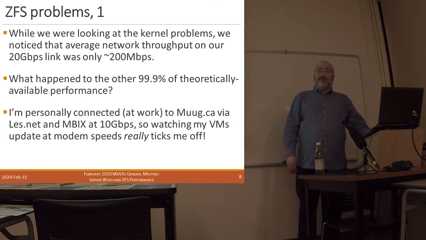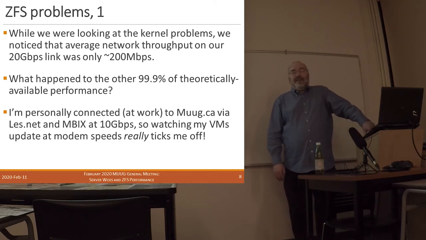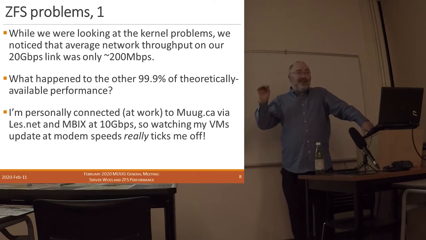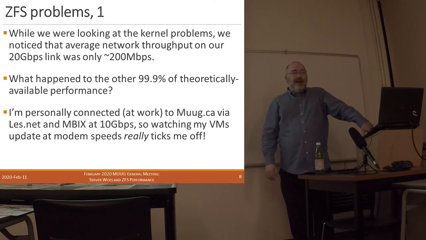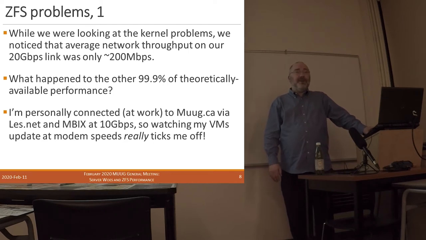But while we were looking at the kernel problems, we noticed that despite being connected at 20 gigs, we were only pushing about 200 megabits per second. And I'm looking at that going, okay, wait a minute. I have a 10 gig connection from my VMs all the way to mug.ca. Why am I getting like 200 megabits per second on a good day with a tailwind? Something is seriously wrong here. So, yeah, it turns out having a 10 gig connection to your office lets you notice some performance problems that you otherwise would not be aware of.